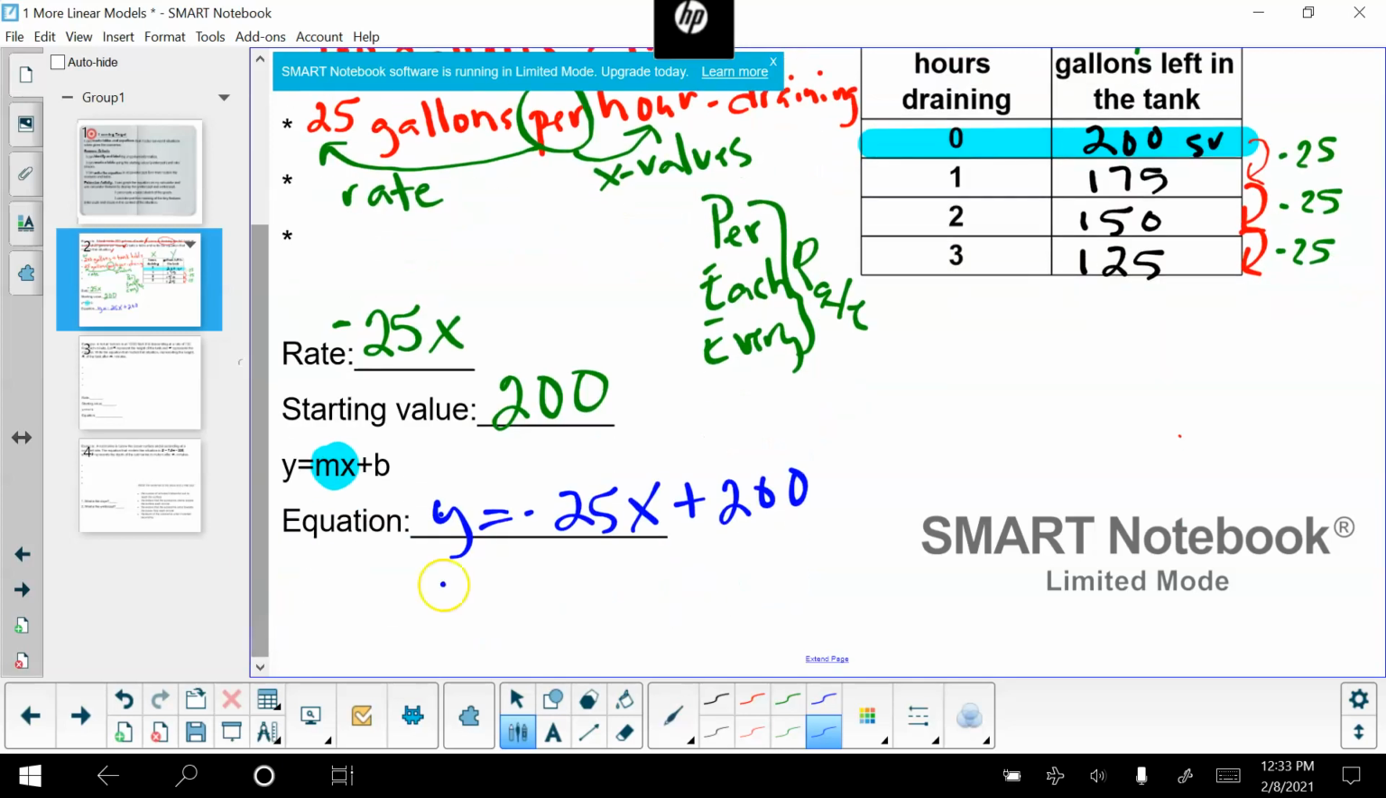Now you can also write it in reverse order, but then the negative on the 25 becomes a minus sign. So what you're saying is you started with 200 gallons of water and it was draining, that's why it's minus, or decreasing by 25 gallons every hour.